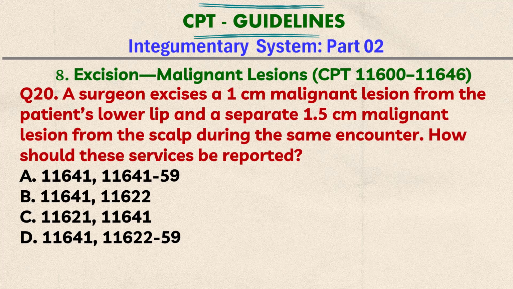Question number 20. A surgeon excises a 1 centimeter malignant lesion from the patient's lower lip and a separate 1.5 centimeter malignant lesion from the scalp during the same encounter. How should these services be reported? There are 4 answers available. Take your CPT code book and find the answer.